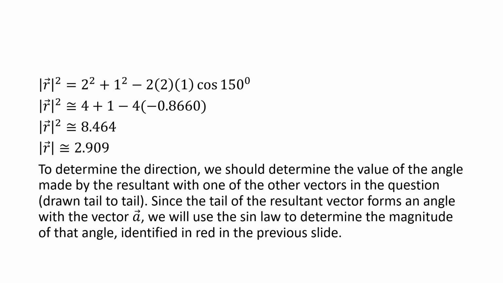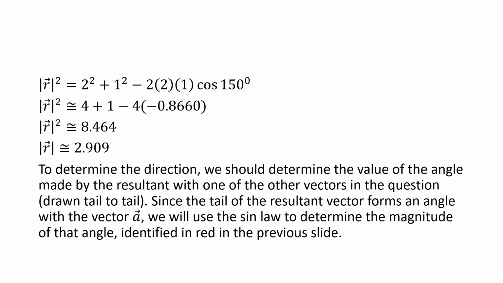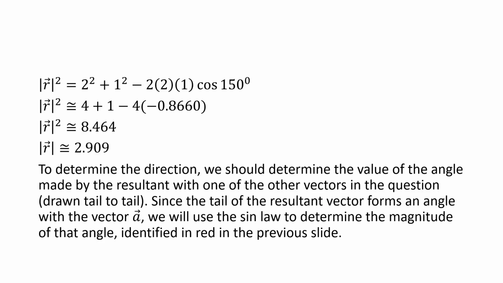So using the cosine law on the circled triangle there, we get the resultant, which is 2A plus B. That resultant magnitude squared will be 2 squared plus 1 squared minus 2 times 2 times 1 times the cos of 150 degrees. We'll evaluate the cos of 150 degrees, and we'll come up with ultimately that the resultant vector is approximately 2.909 units long. But we also, like we said, need to determine the direction.